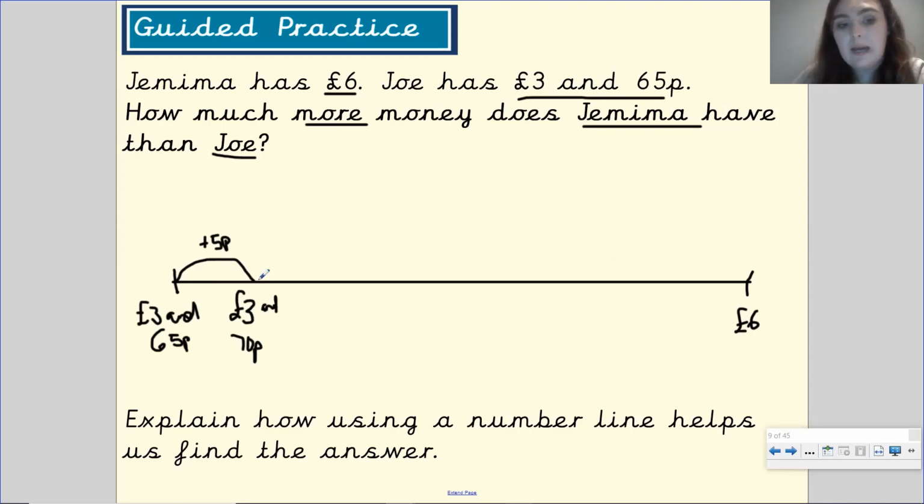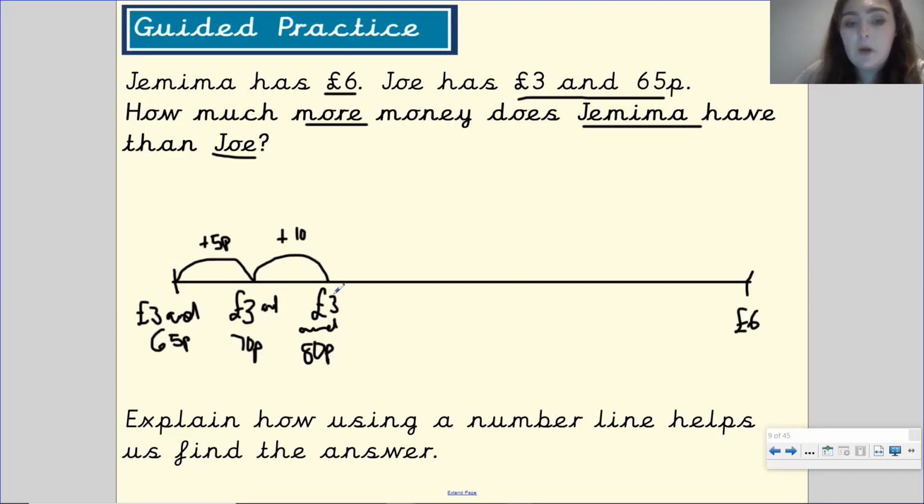Now I'm going to add 10 pence to get to the next 10. If I'm adding 10 pence to get to the next 10, what do you think my amount's going to be now? Pause the video and have a think. Well done. If you said 80 pence, so £3 and 80 pence.